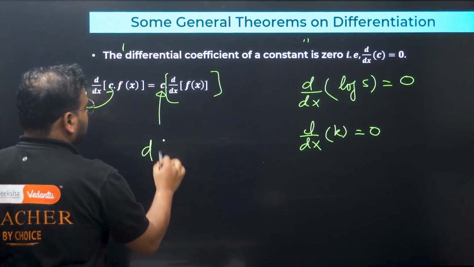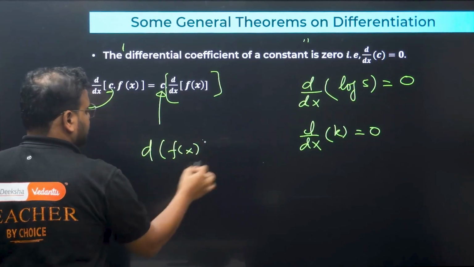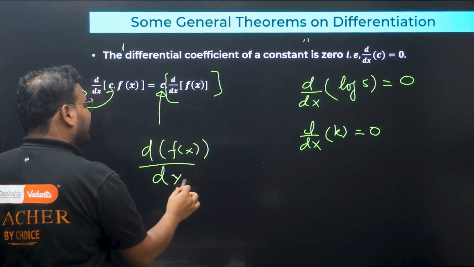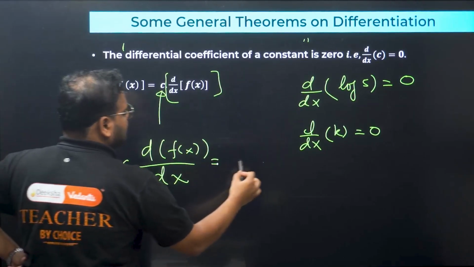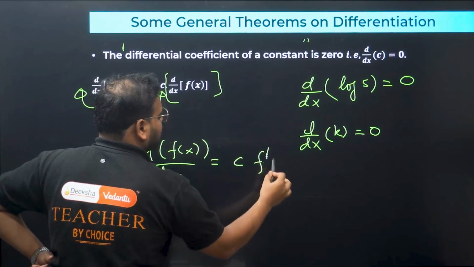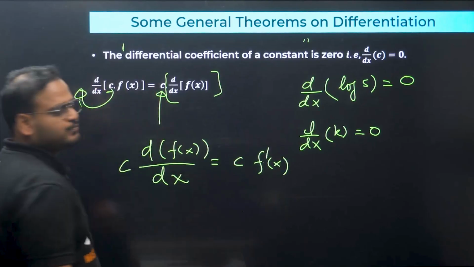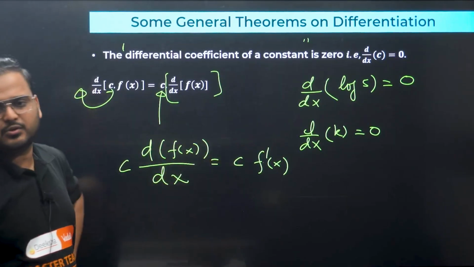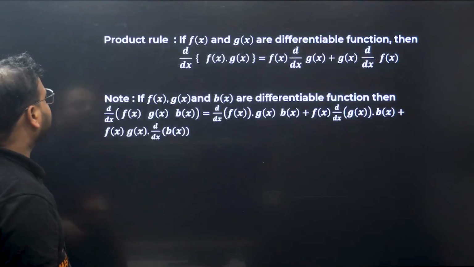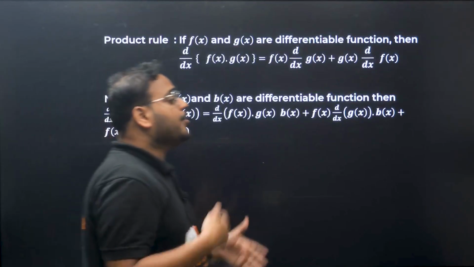Remember we learned this: d of f(x) by dx is the way of writing the derivative. You can also write it like this, c times this, or c times f dash of x. This also is true. It means the same thing, just a different symbol. Okay, so next we have the product rule.